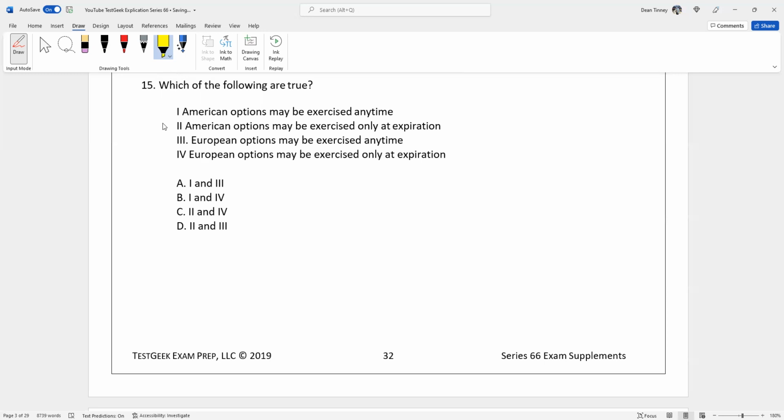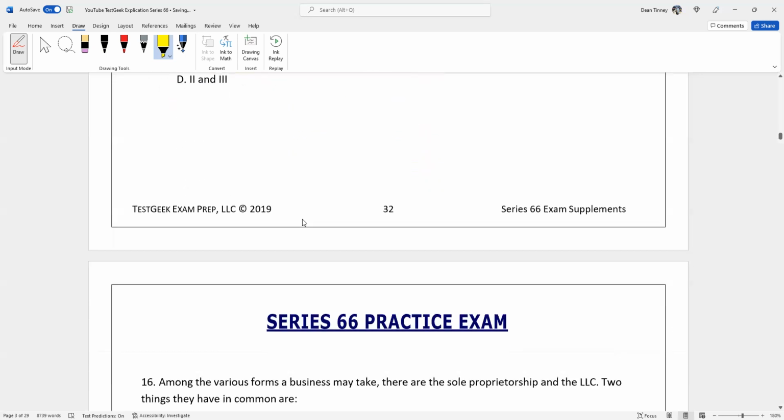Which of the following are true? American options may be exercised anytime. That's true. European options may only at expiration. So if I'm short the option contract, one of the risks I have in American style is anytime somebody can exercise me and make me deliver the stock or the money. American options are typical of equity options. In European options, if I'm short, I don't have that risk. I only have the risk at expiration that I'll be exercised. That's typical of non-equity options.